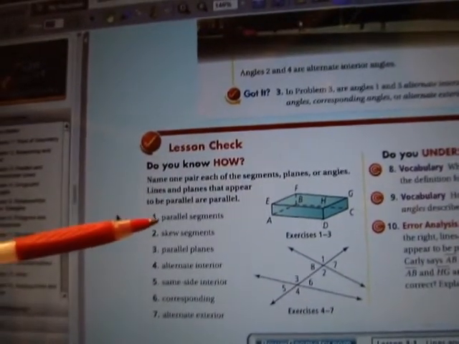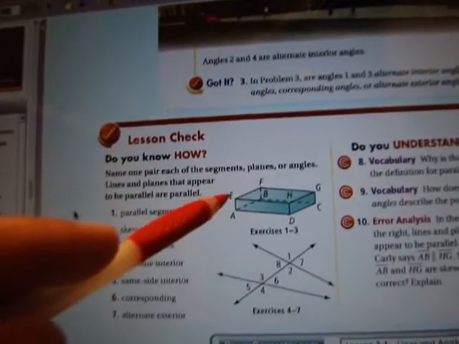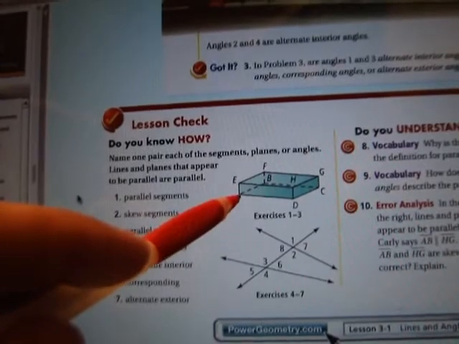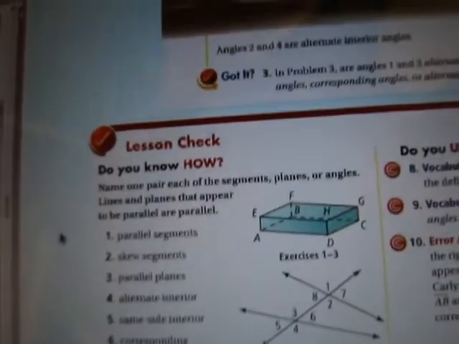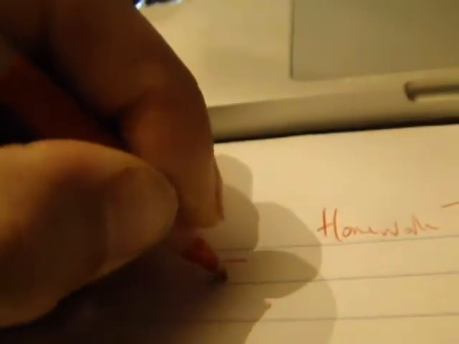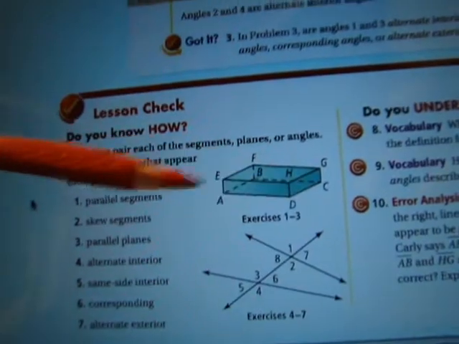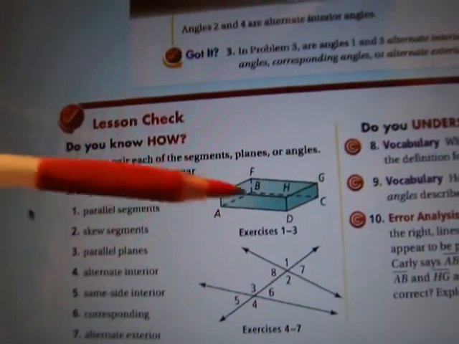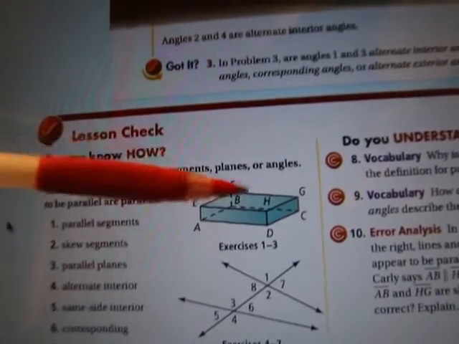Okay, number 1, parallel segments. Okay, I'll go with EH. Now, what's parallel to segment EH? I could be saying segment AD, segment FG, segment BC. I'm going to say segment EH is parallel to segment AD. What that means is that they lie in the same plane and they never cross. So see, EH and AD line this front plane, or EH and FG line that top plane. They lie in the same plane and they never cross.